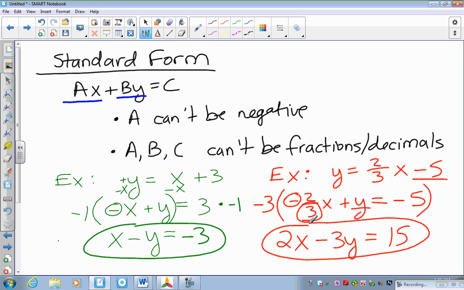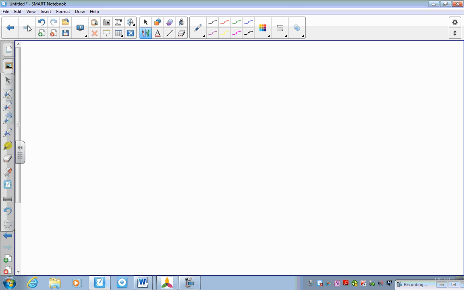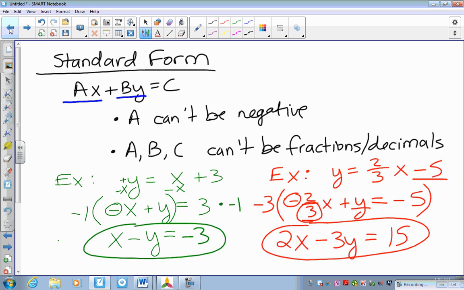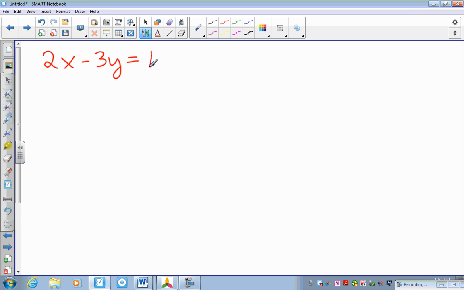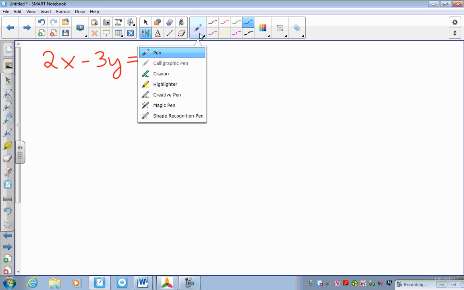So the reason why we learn standard form is because it makes it super easy to find the x and y intercepts. So actually, let's take this 2x minus 3y equals 15 and find the x and y intercepts and then graph it. So I'm going to go over to the next page. And our equation is 2x minus 3y equals, was it negative or positive? Positive 15. And I want you to find the x and y intercepts and then graph it.